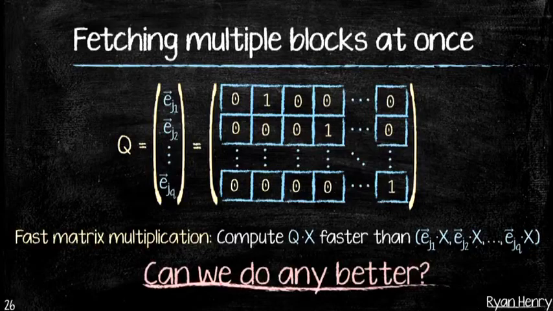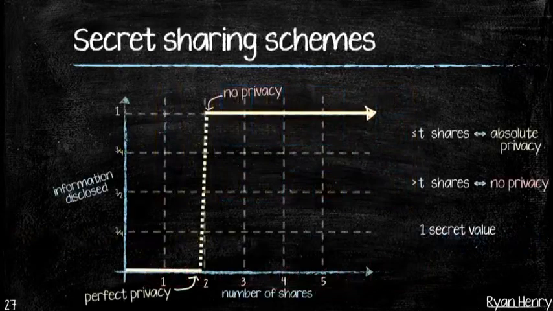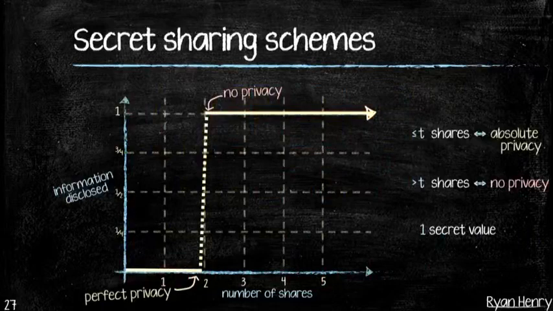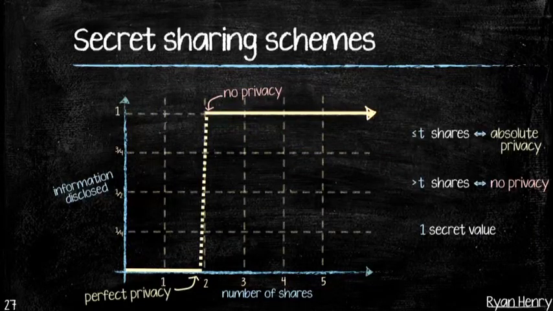It turns out, yeah, we can do a lot better than this. The way we're going to do it is we're going to use something called a ramp scheme. So going back to basic secret sharing, we can draw a graph like this to represent how much information, not data, is revealed to the shareholders based on how many shares they have.